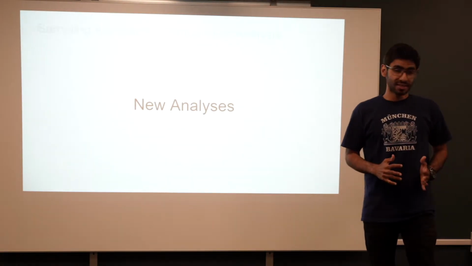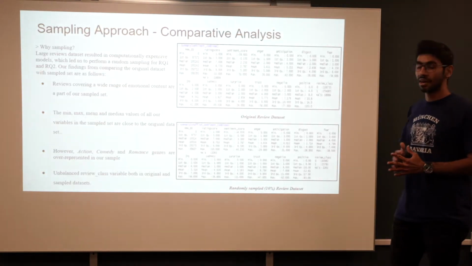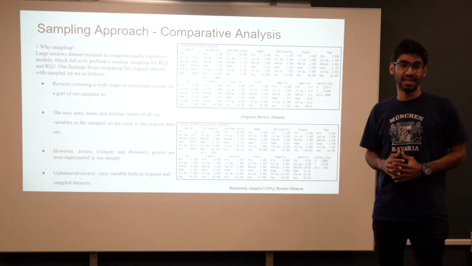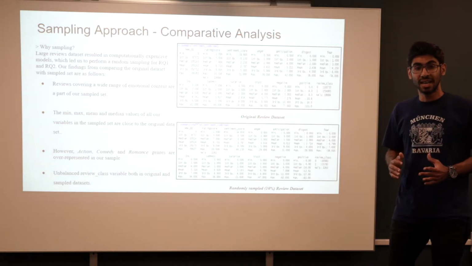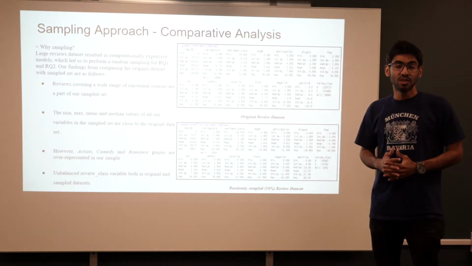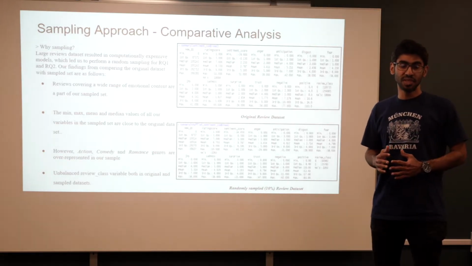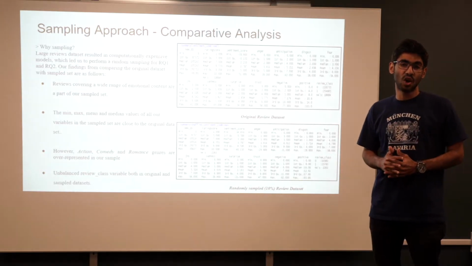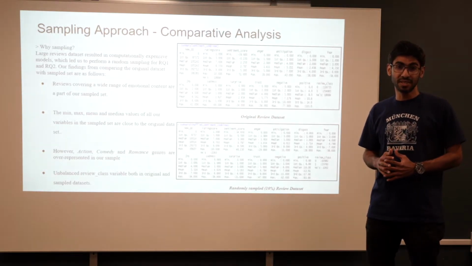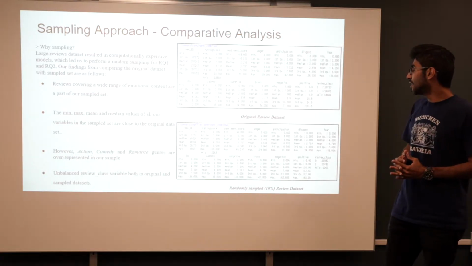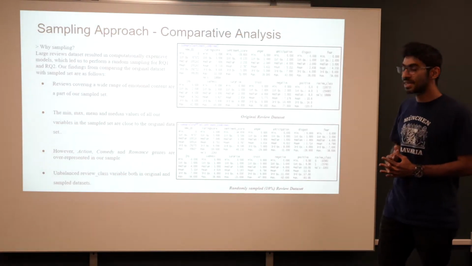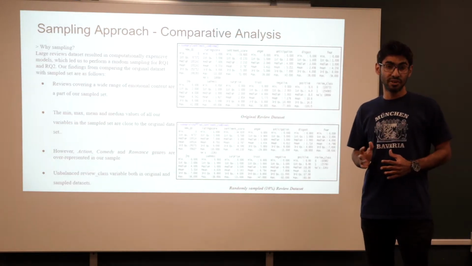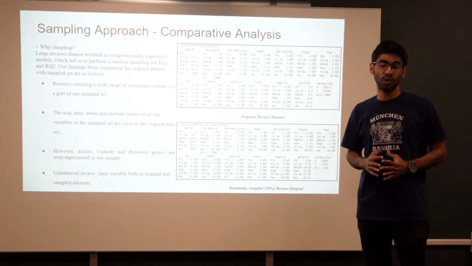Now coming to the new analysis, firstly we did a comparative approach between the population and a sampled dataset because our analyses were computationally very expensive. For SVMs and neural networks, we used a sampled approach, and what we see is that it's fairly representative of the population. We took a 10% sampled dataset, and we see that the review class variable is a bit unbalanced, and also the reviews for action, comedy and romance genre movies were overrepresented.